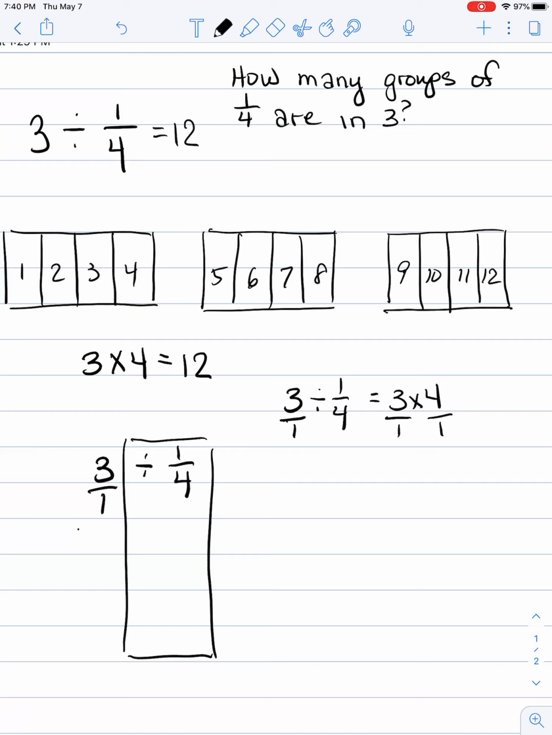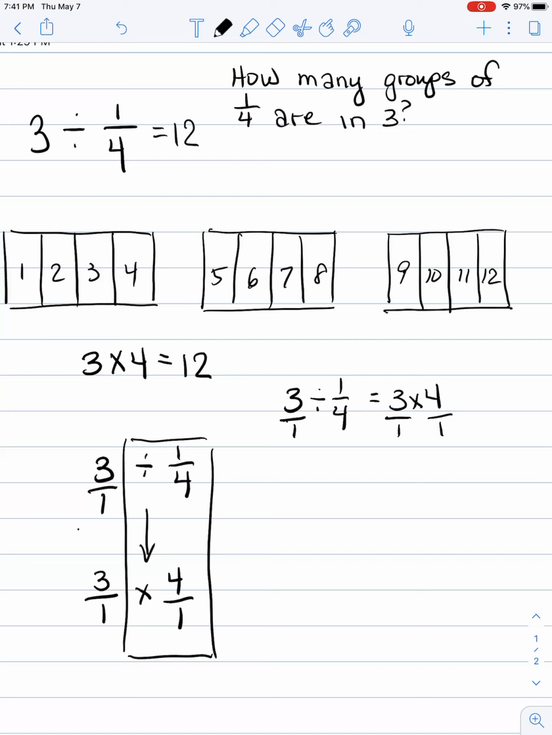But what I know from looking at this model is that 3 divided by 1/4 has the same value as 3 times 4 over 1. And so you can see when you look at this visual, the number that's outside of the box stays the same because it represents the dividend, which is a real thing. And whatever's inside the box changes because these two things have the same effect.